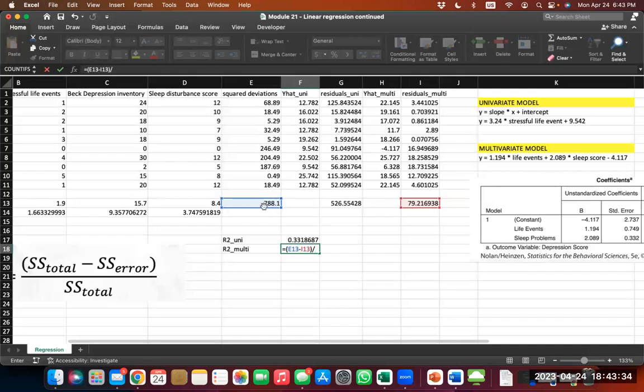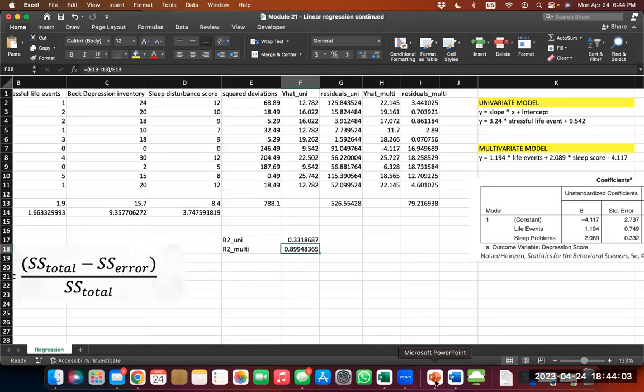So again, it's the total error minus the leftover error that gives us what was explained, divided by the total error. That's how it gives us a proportional reduction in error. So now the R squared multi is 0.899. This is almost 90% of our error explained by fitting this model.